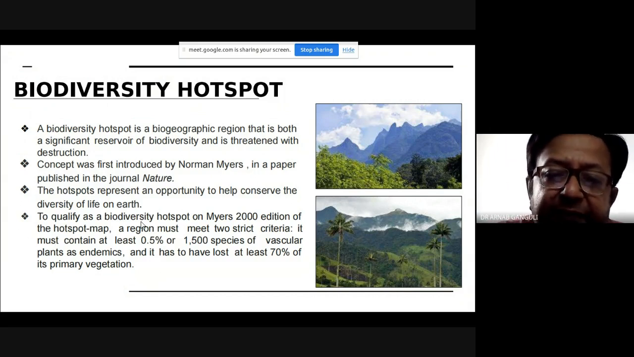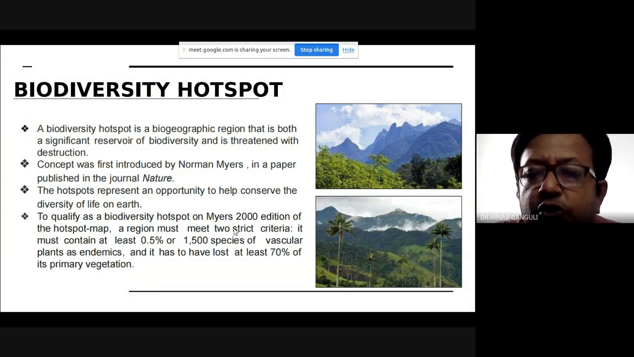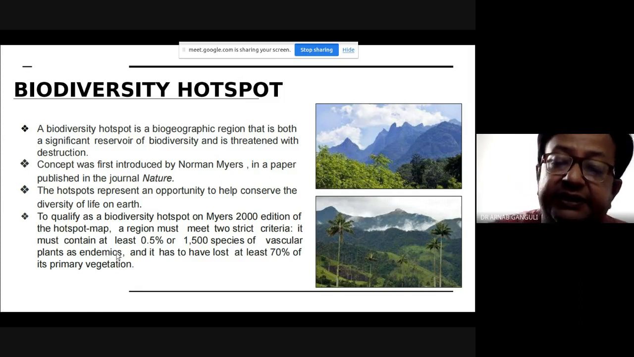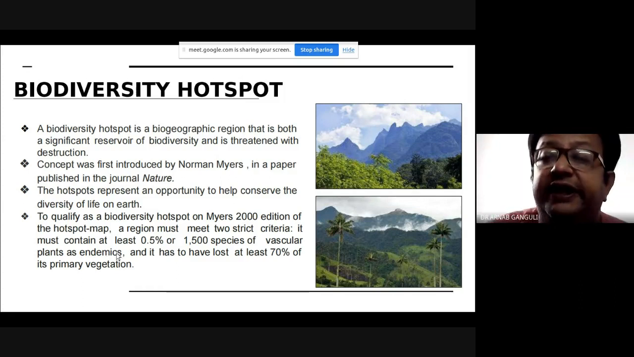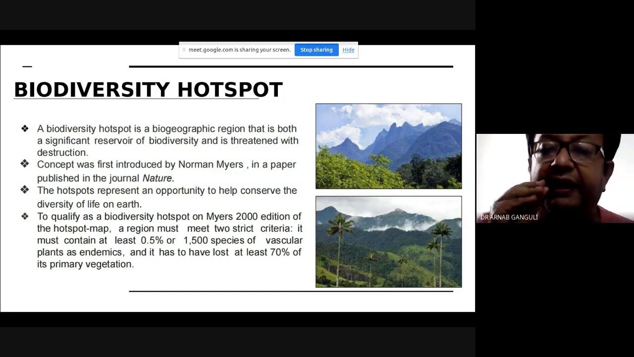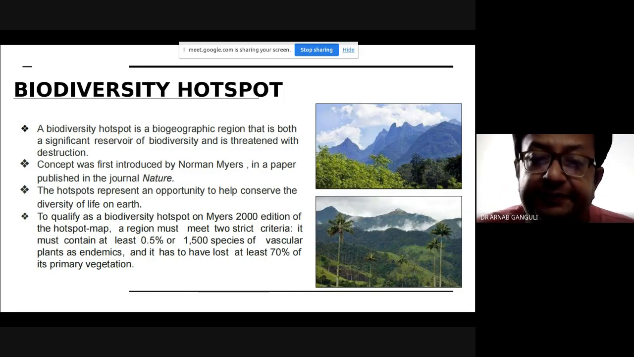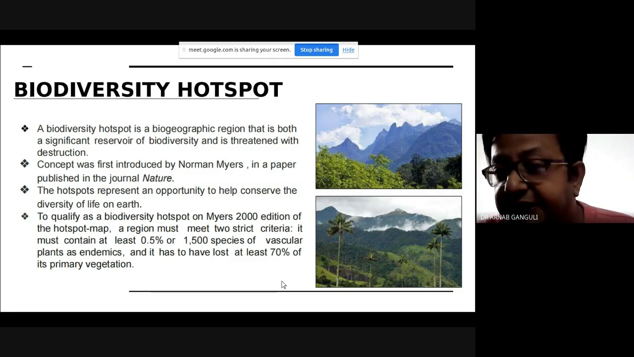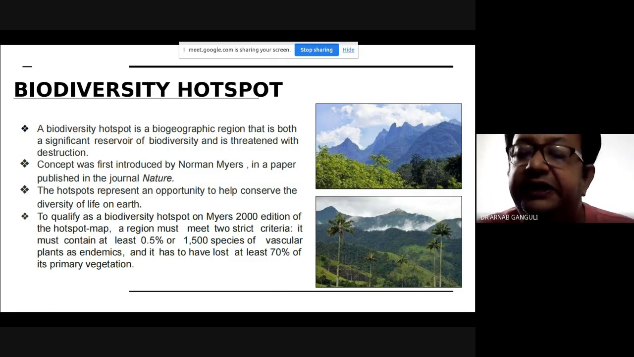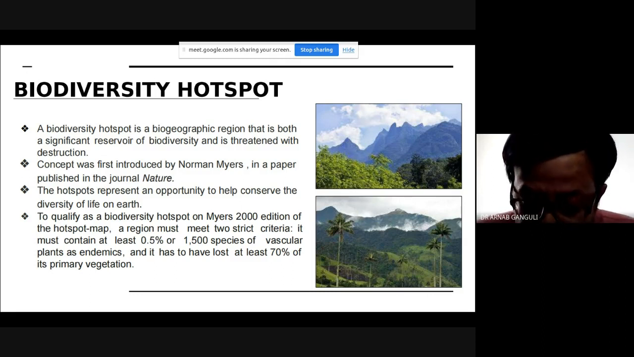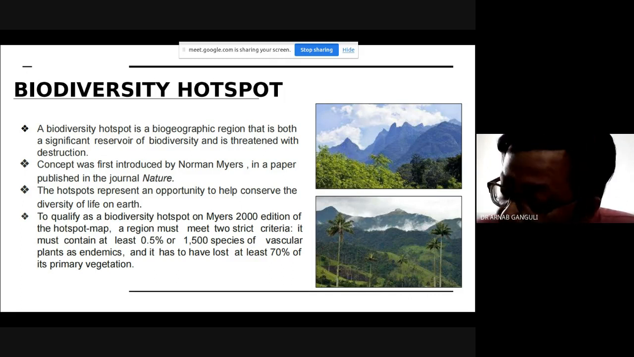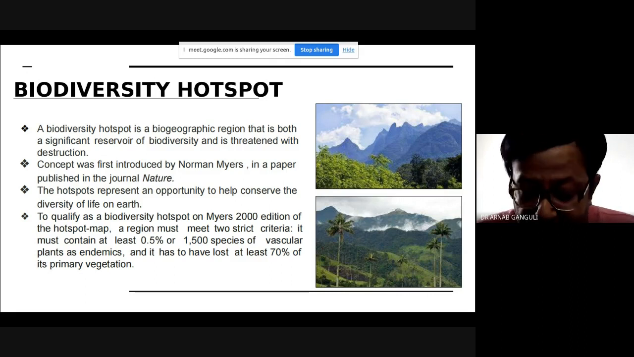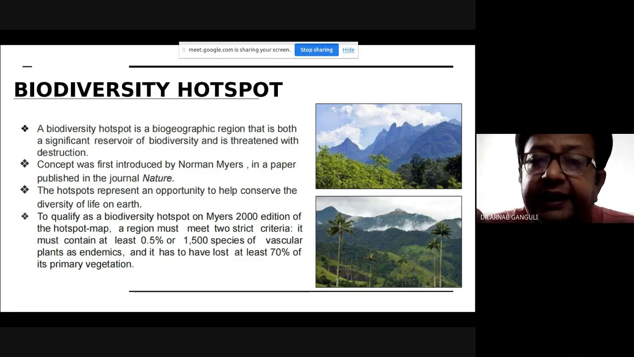To qualify as a biodiversity hotspot, it must meet two criteria. First, it must contain at least 1,500 species of vascular plants as endemics. Endemic means it originates there, it is a resident of that area, not brought from outside. Second, it has to have lost at least 70% of its primary vegetation because of certain destruction. So a hotspot has two aspects. First, biodiversity, different types of species, and second, it is facing destruction.